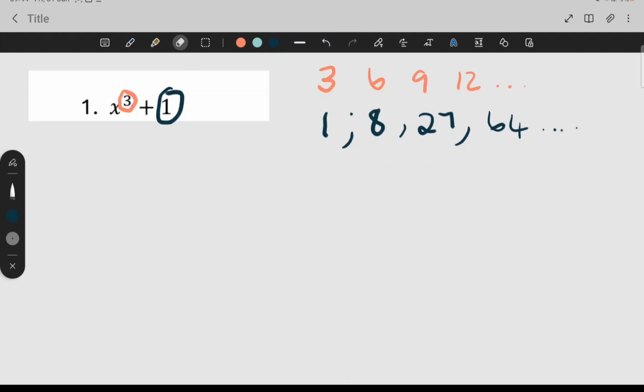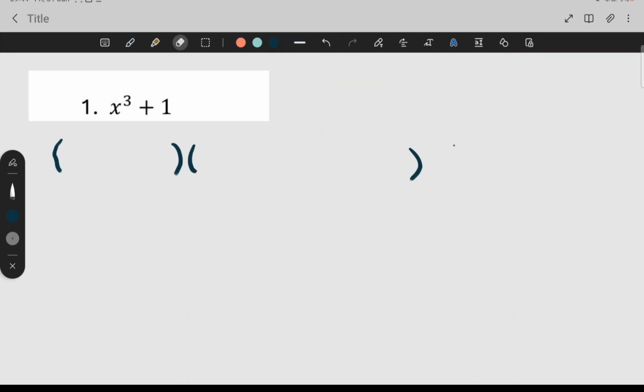Okay, so let's look at our sum again. Do you see that this is a multiple of 3 and this is a perfect cube? That means it's either the sum or the difference of two cubes. So this is how you factorize, grade 10s. You have a small bracket and you have a longer bracket like that. Okay, let me rub this out.